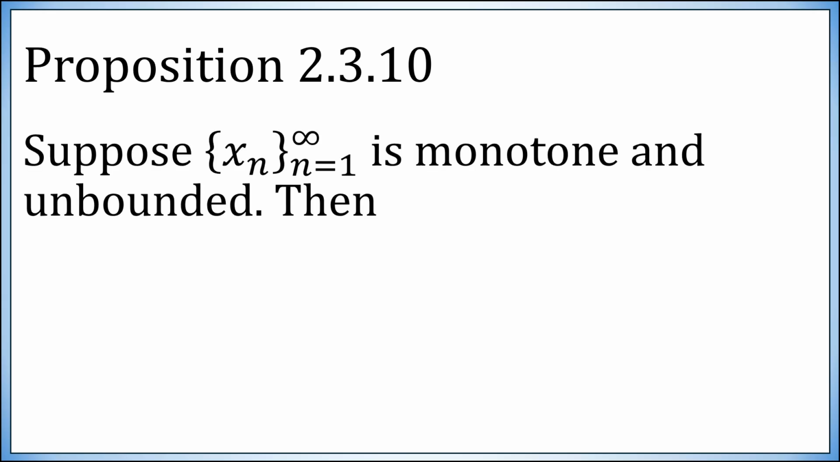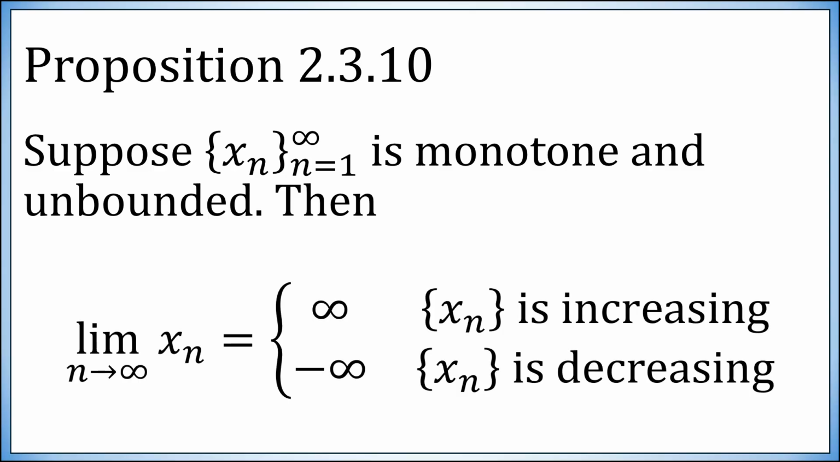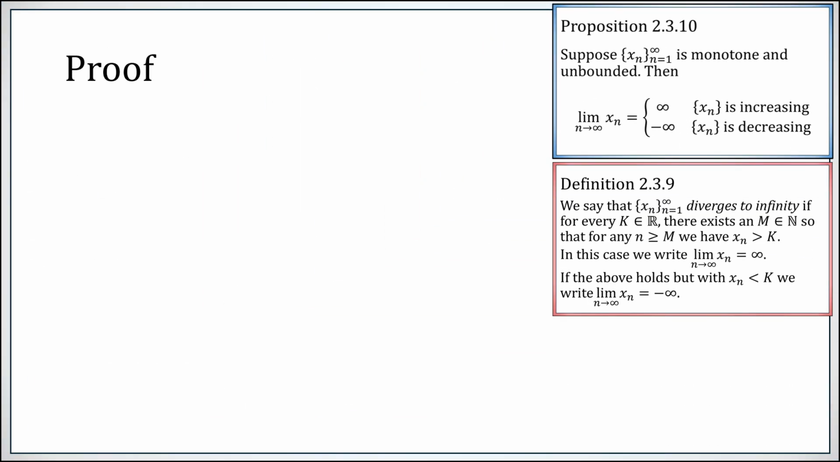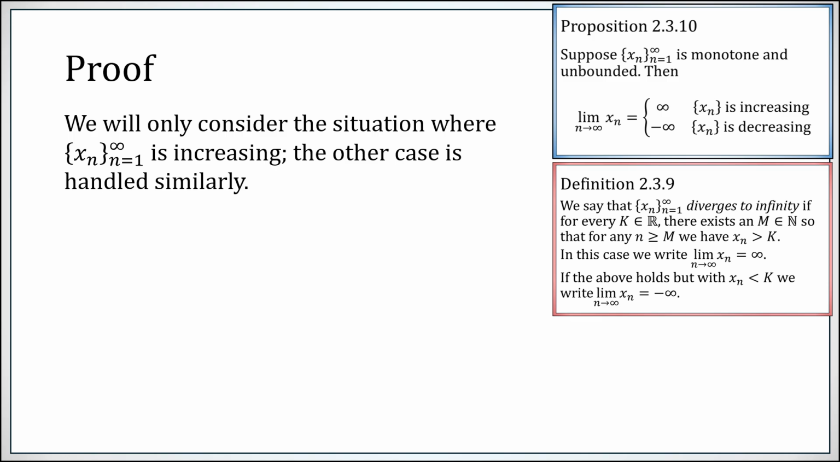All right, proposition 2.3.10: suppose you have a sequence that's monotone but not bounded. Then the limit is either plus or minus infinity depending on whether it is increasing or decreasing. The proof really just boils down to this definition we just introduced about how we can state a sequence goes to infinity or minus infinity. So we're only going to consider the situation of an increasing unbounded sequence. As typically happens, the other half is totally analogous.